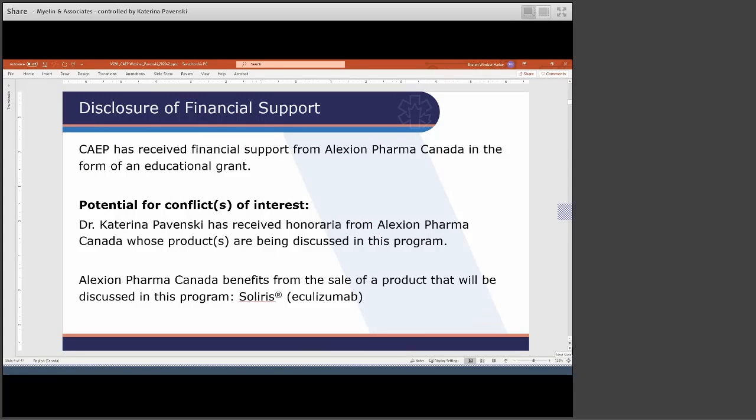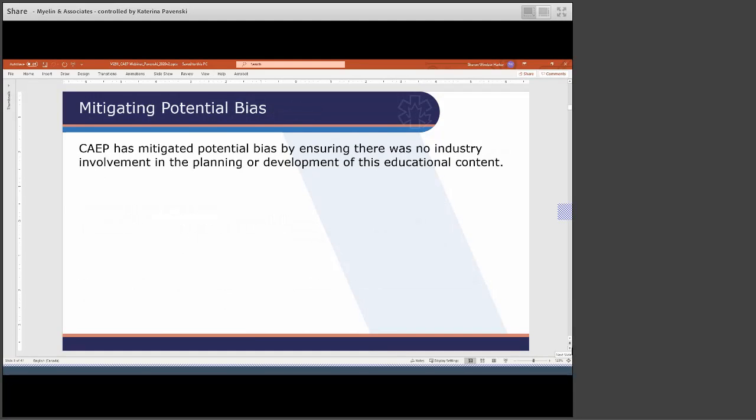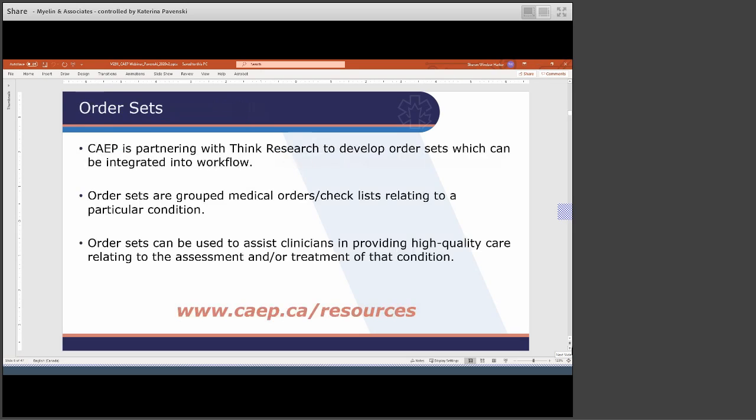CAP, in fact, has received financial support from Alexion Pharma Canada in the form of an educational grant. And the reason this is important is because Alexion Pharma Canada is the manufacturer of eculizumab, which I'm going to be talking about today as well. I do want to reassure you that there was no industry involvement in the planning or development of this educational content.